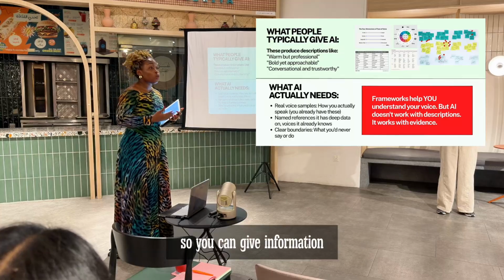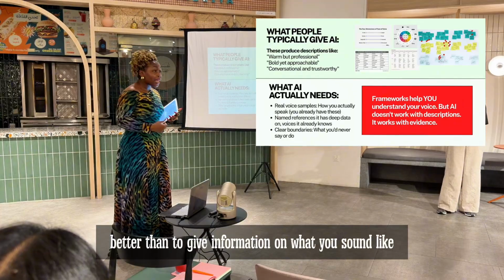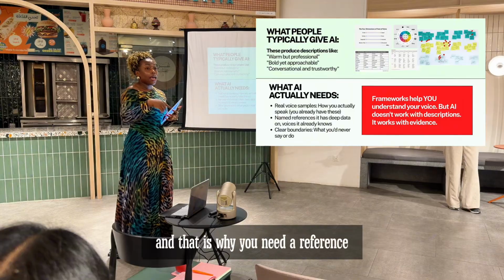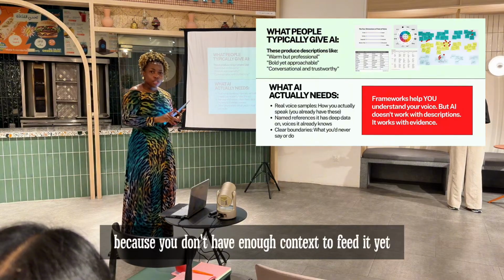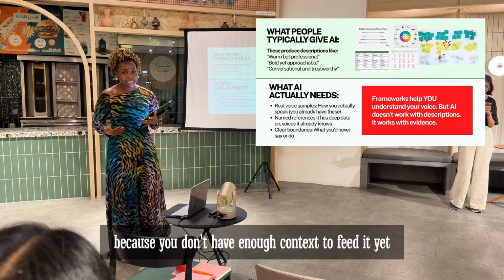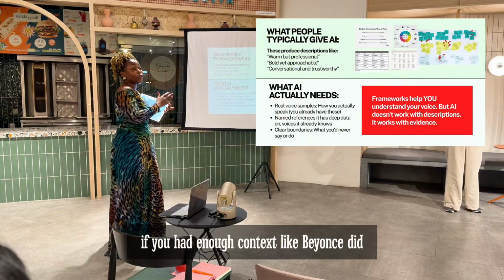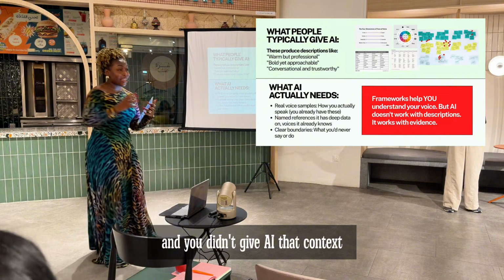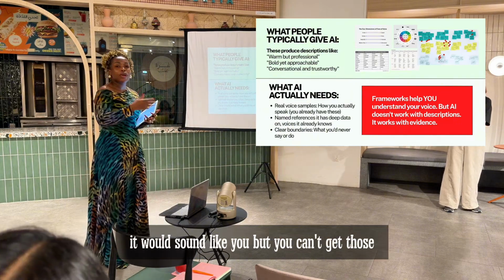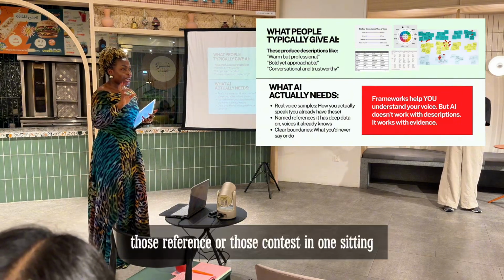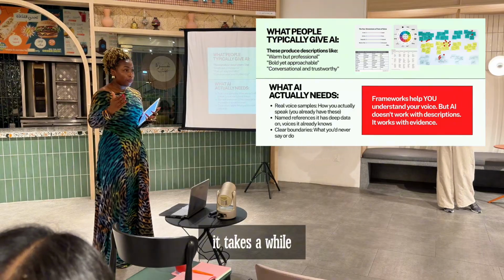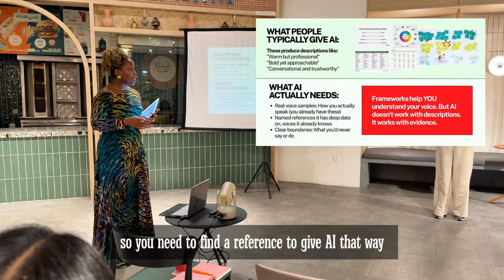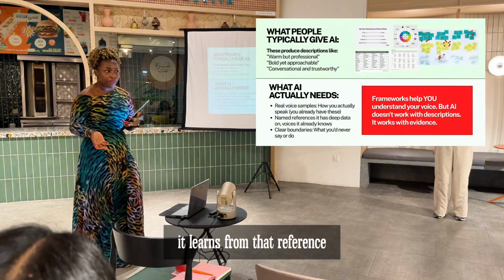So it can give information on how Beyonce would sound, better than it can give information on what you sound like. And that's why you need a reference when you are starting out, because you don't have enough context to feed it yet. If you had enough context like Beyonce did, and you then give AI that context, it would sound like you. But you can't get those contexts in one sitting or two sittings or three sittings. It takes a while. So you need to find a reference to give AI. That way it learns from that reference.